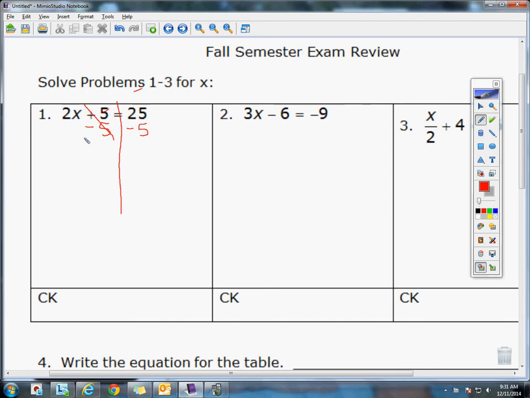That makes a 0 pair. So we have 2x is equal to 25 minus 5 is 20. And then divide both sides by 2. X is equal to 10.